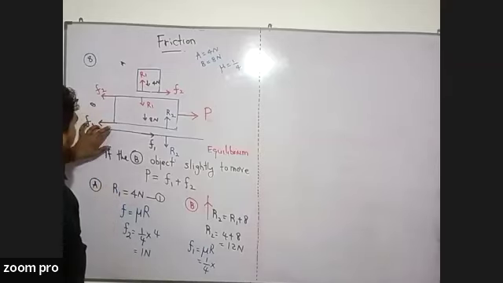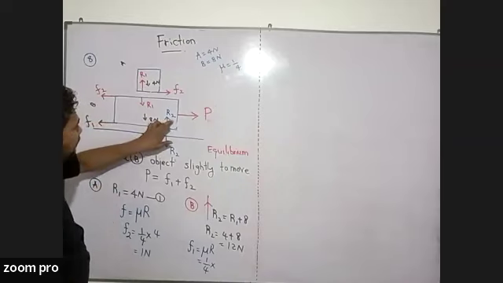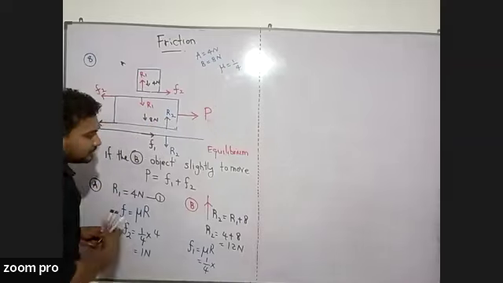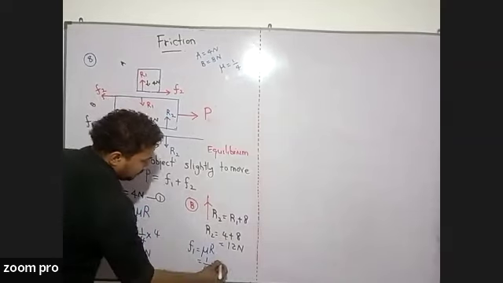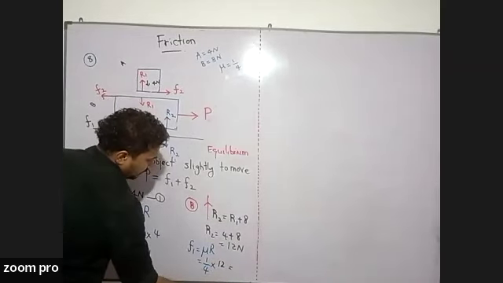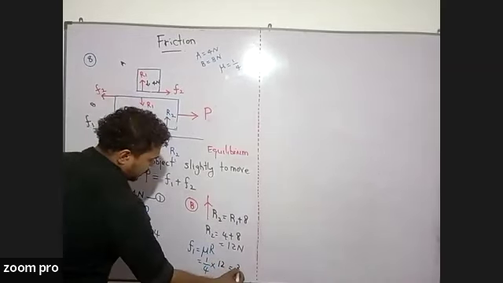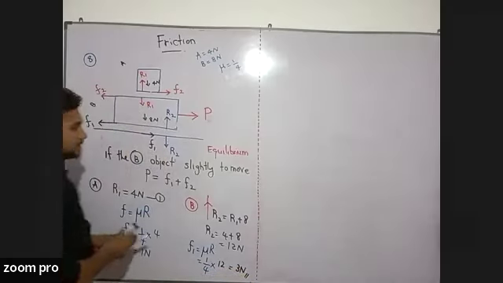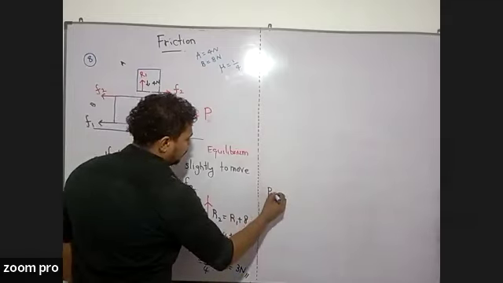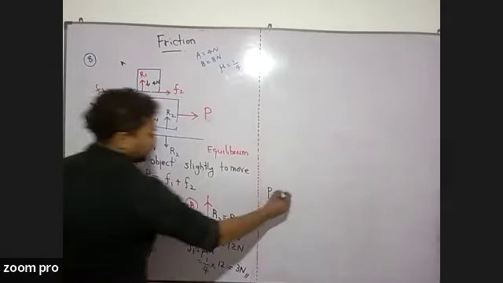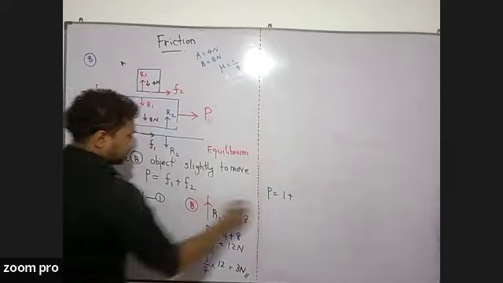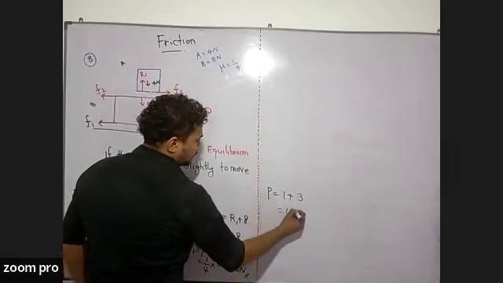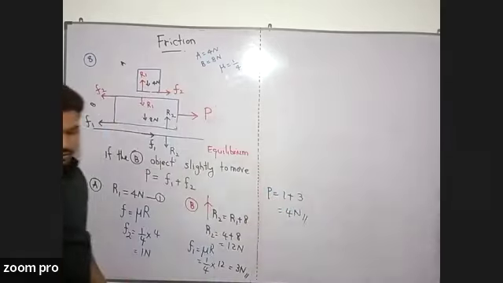Now, if you are obtaining F1, you have to consider the R2 force and not the R1. Right? Now, we have already derived a value for R2. Then it should be 3 Newton. Right. Hence, the final answer should be P equal to, if F1 is 1 Newton and F2 is 3 Newton, then the answer should be 4 Newton.